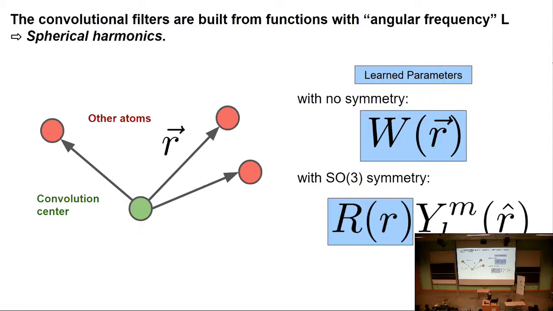Okay, and then I'm going to move on to showing spherical harmonics, but any questions on that? Yeah. I was trying to catch your description of the convolutional filters, with these radius.